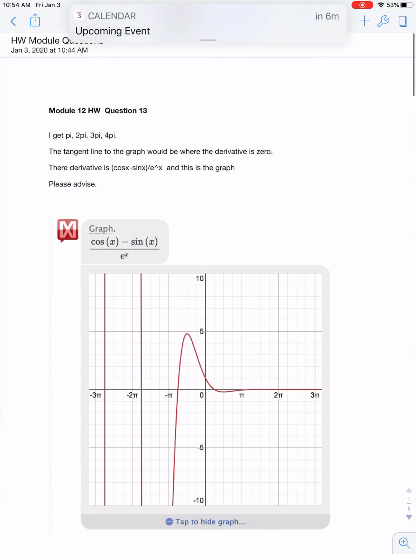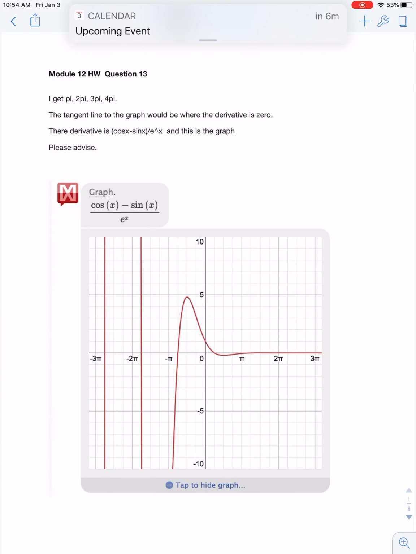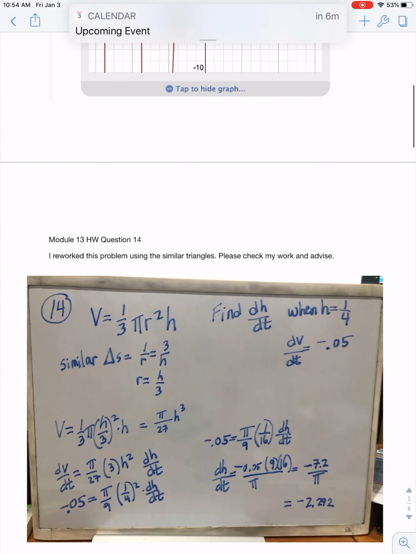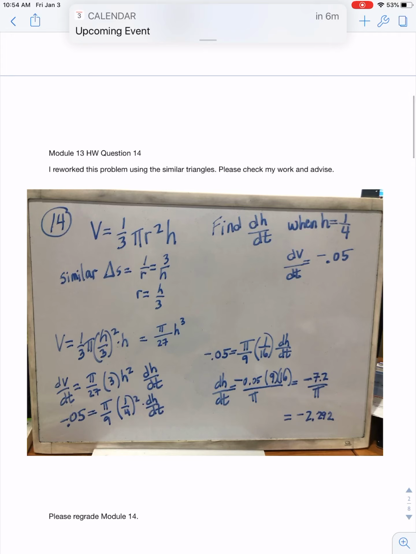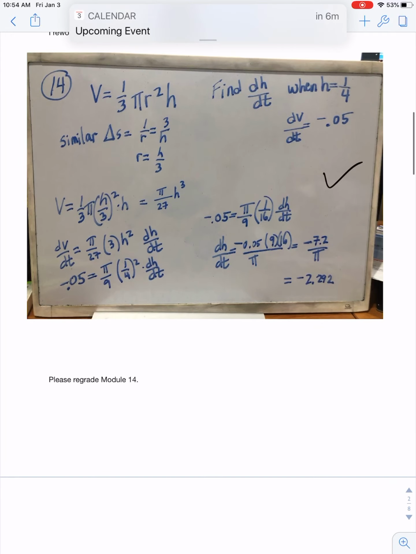Your answers for module 12, question 13, that is correct, so I changed your grade to reflect that. This is also correct. The answer had said to put it in terms of pi, but you divided pi out. But that's totally fine. I took both answers, so that's correct. Nice work on that.